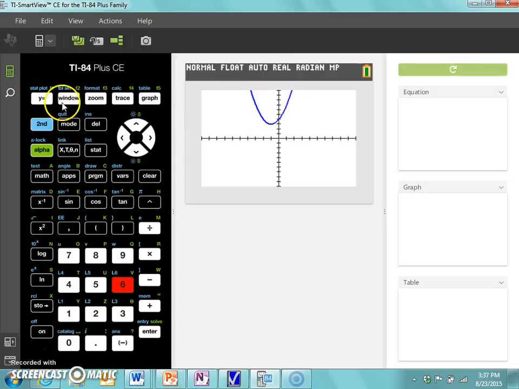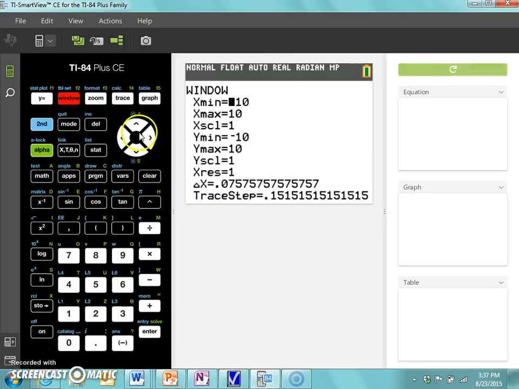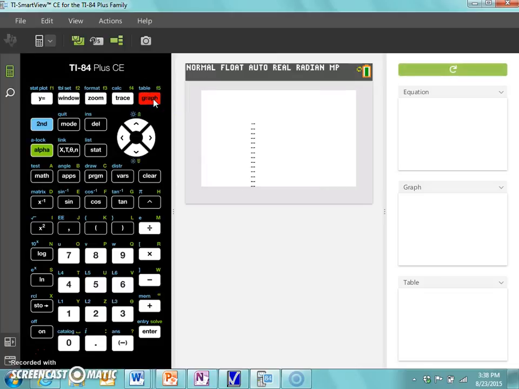So I'm going to go to my window. So go to your window with me here, and let's fix a couple of these. Let's make x min negative 5. We don't need to go all the way to negative 10. And let's make the y min negative 5 as well. We don't need to go all the way down there. I'm going to make the y max 15. That way we can see around x equals 2 easier.